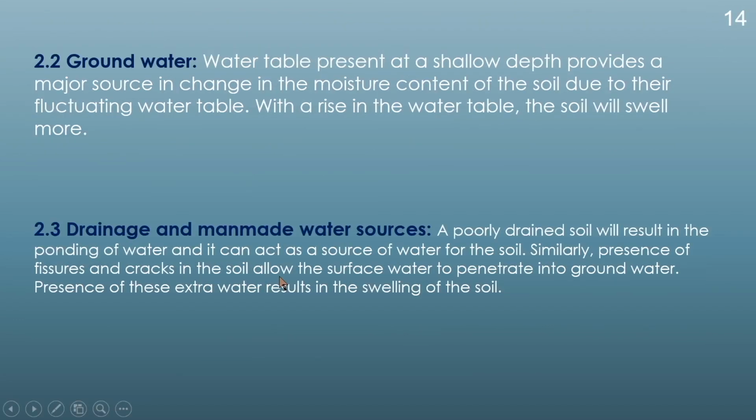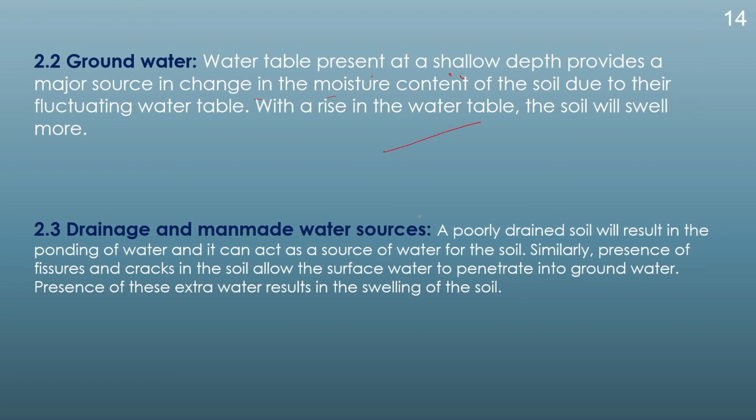Next is the ground water table. The water table, if it is present at a shallow depth, provides a major source of change in the moisture content of the soil due to the fluctuating water table. With a rise in the water table, the soil will swell more.